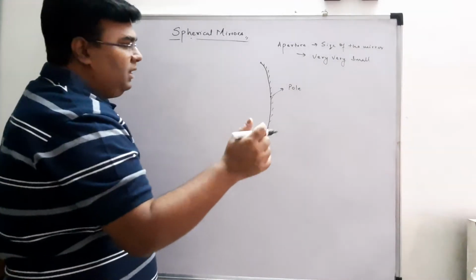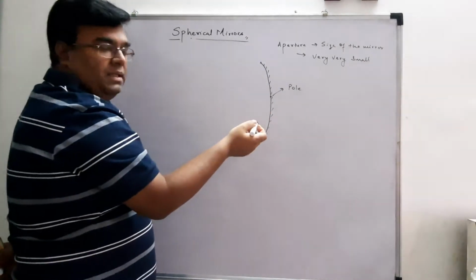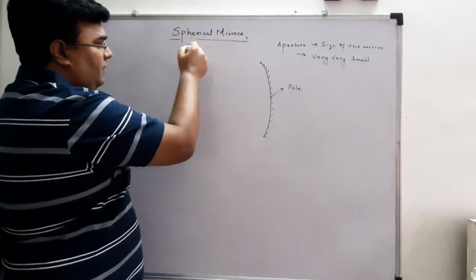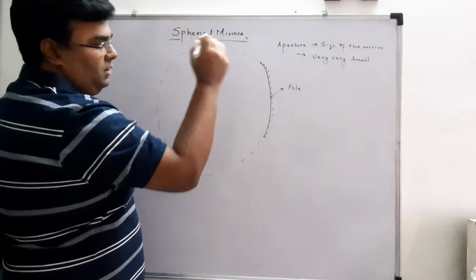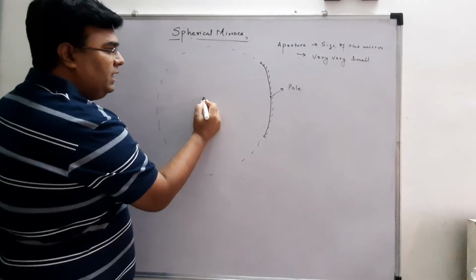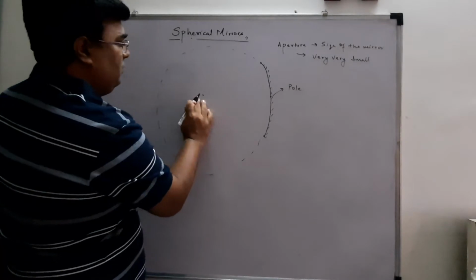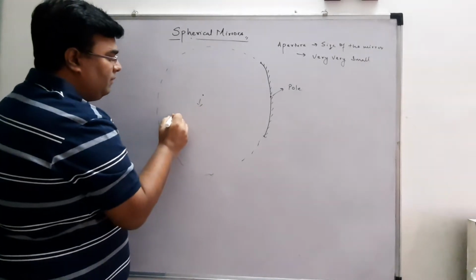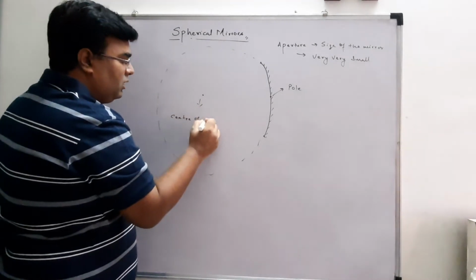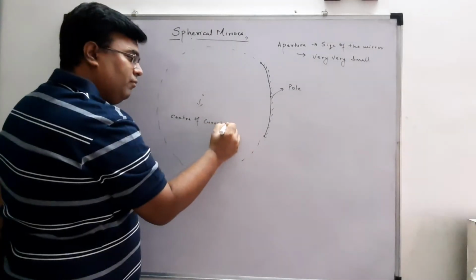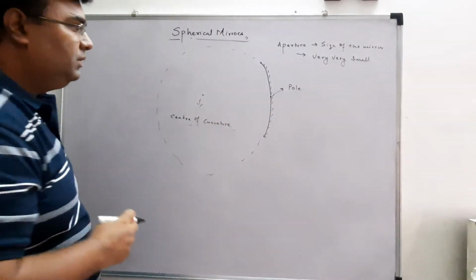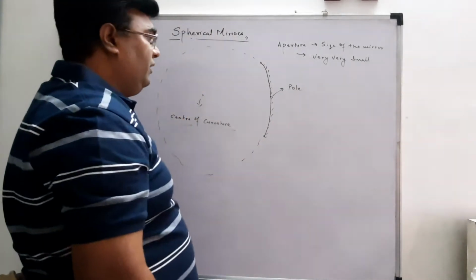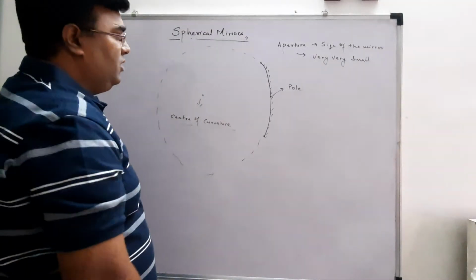Now we have seen that this curved part is basically a smaller part of a bigger sphere. If I complete this, there will be some center. This center is known as the center of curvature. This center is of the whole sphere, of which the mirror is a small part, so this is known as my center of curvature.